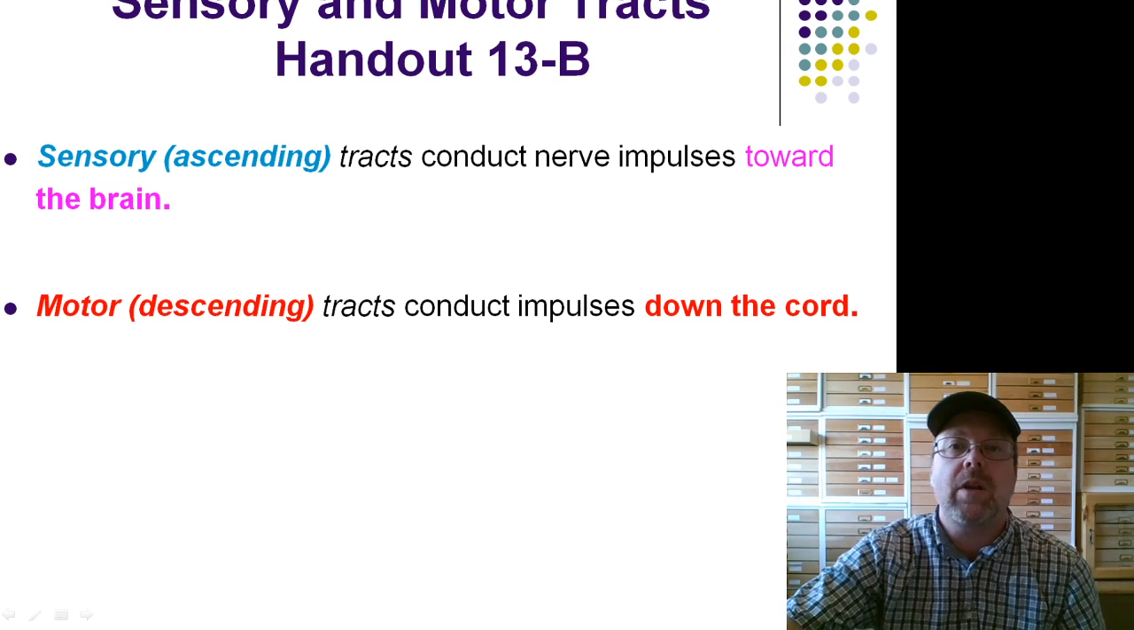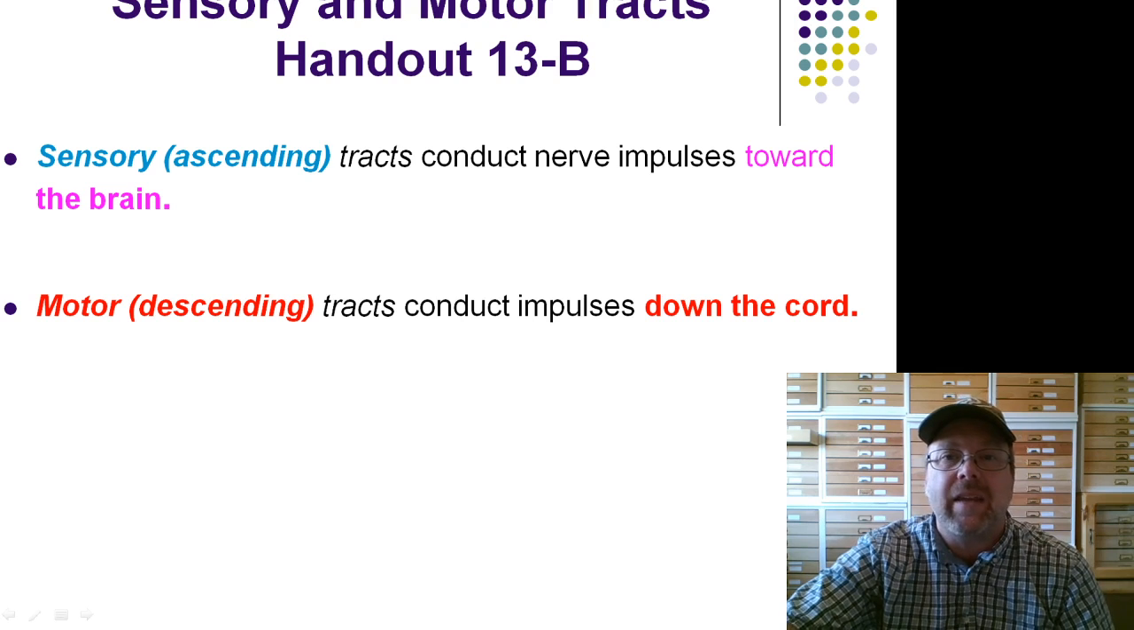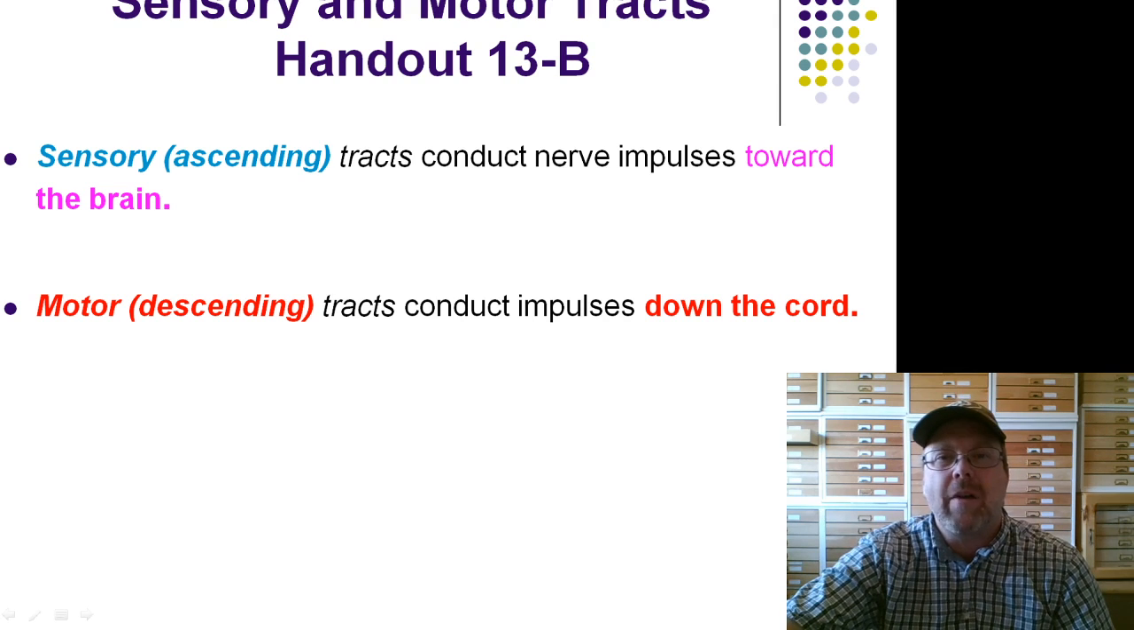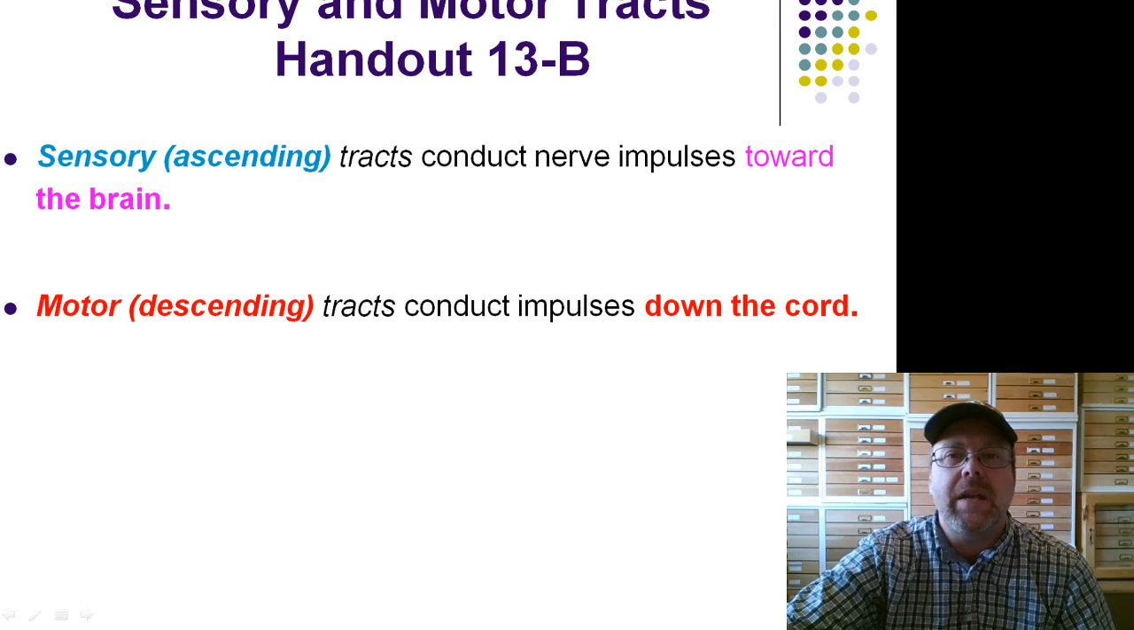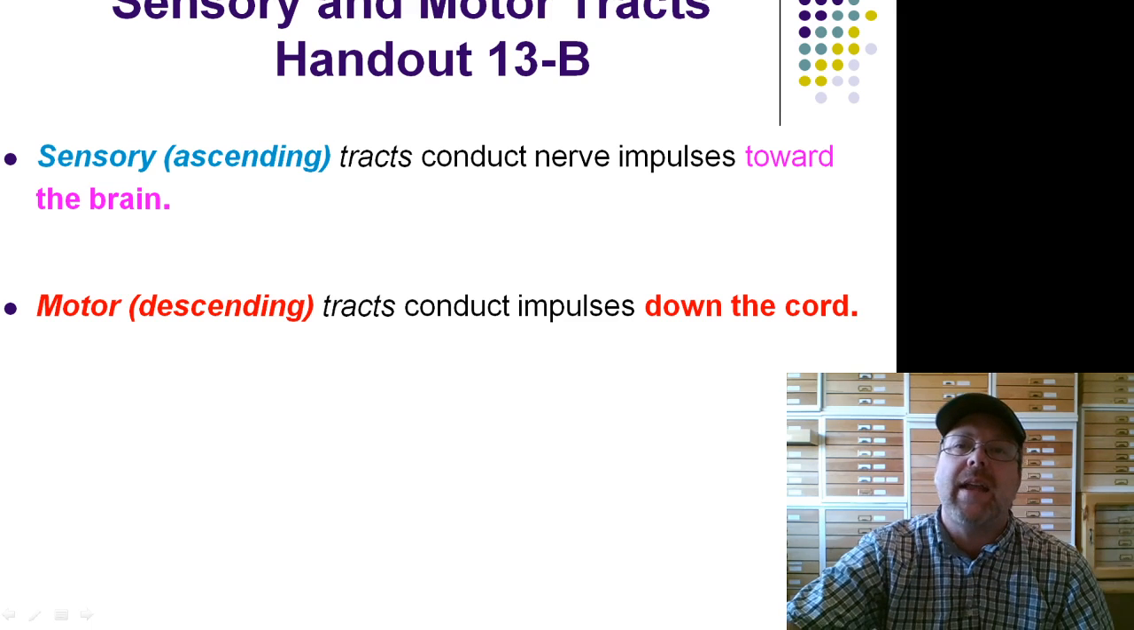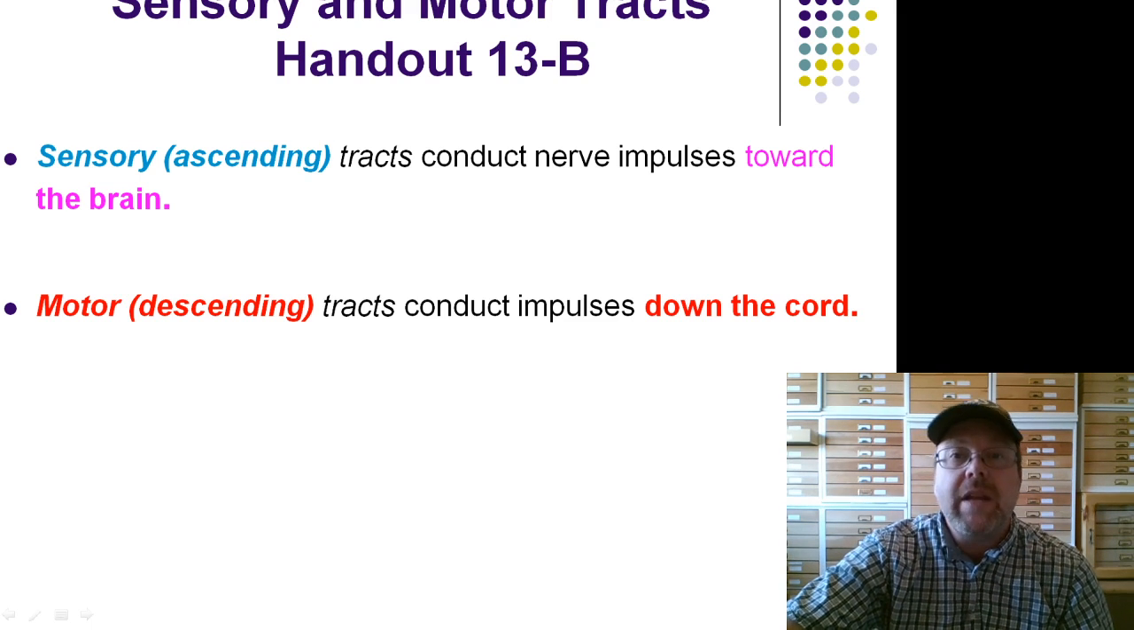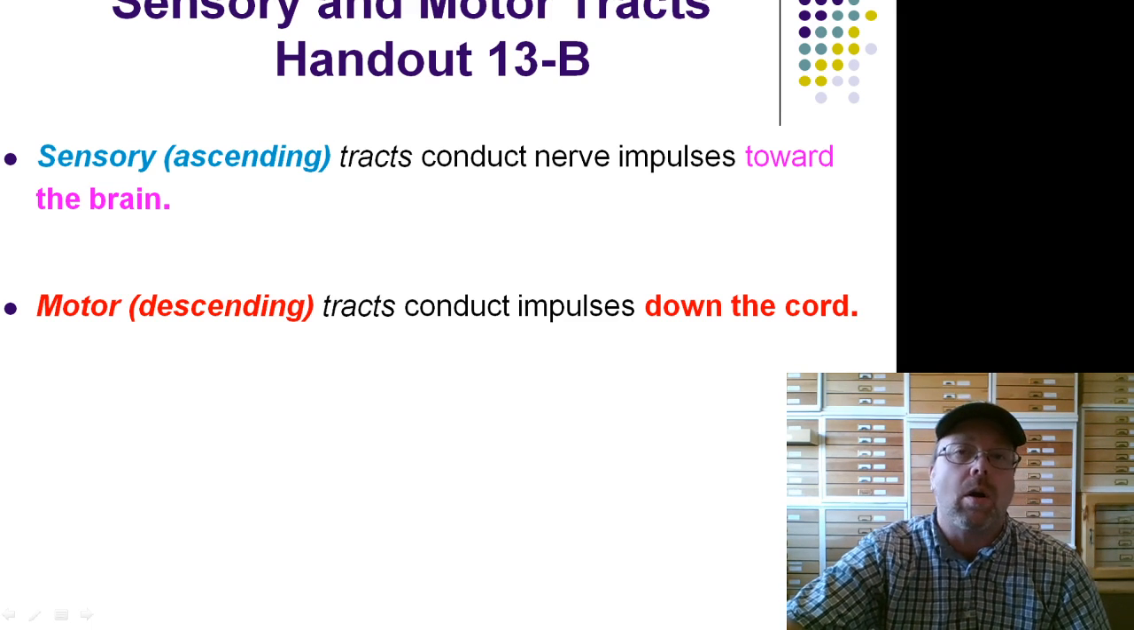All right, next we're going to talk about the second thing that our spinal cord does, and that's going to be reflexes. And I've got several handouts that talk about the different reflexes of our spinal cord.